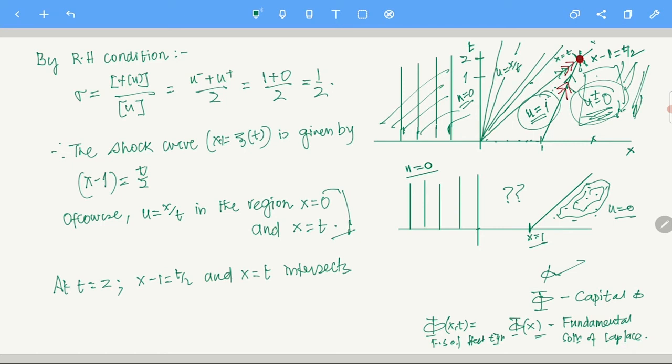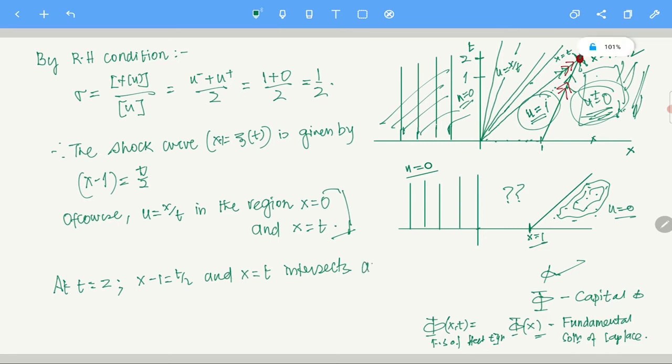Okay, so here what is happening is, at this point the rarefaction wave and the shock wave intersect. Okay, and now we need this jump. I have to have another curve from here, which has to satisfy the Rankine-Hugoniot condition for our solution to exist, because from this point onwards the solution again does not exist. Okay, so what happens now?